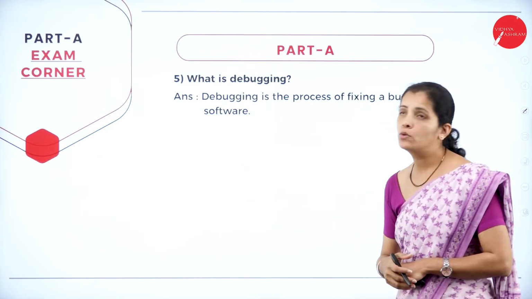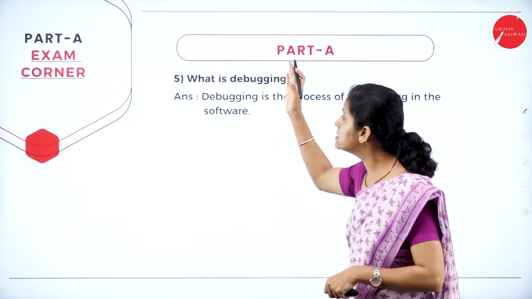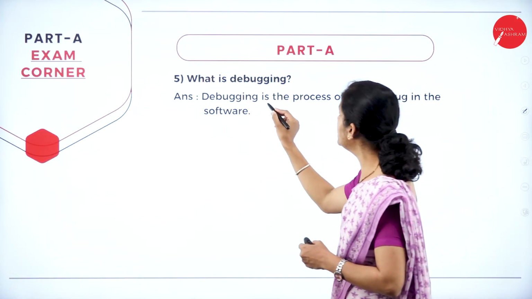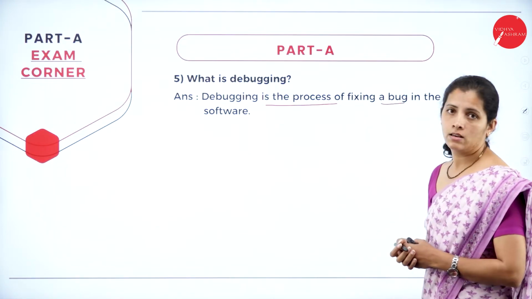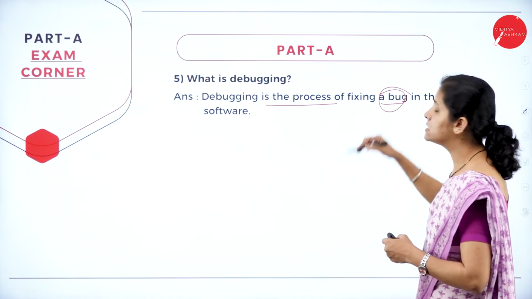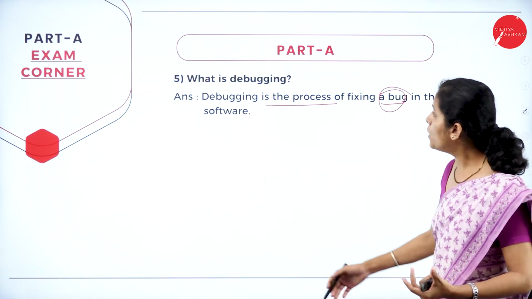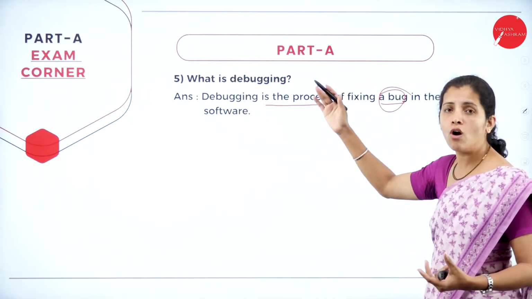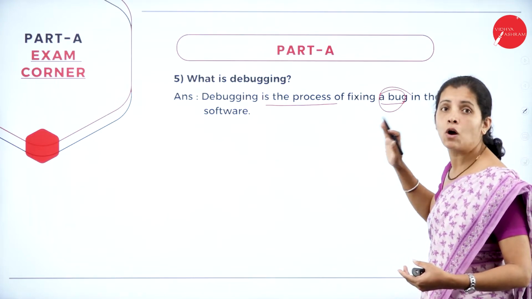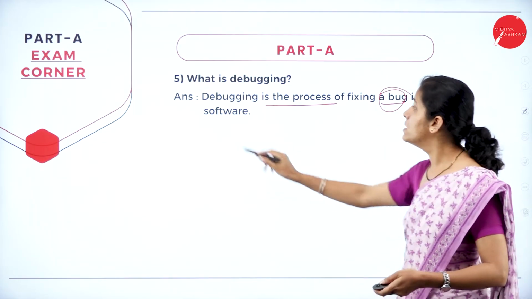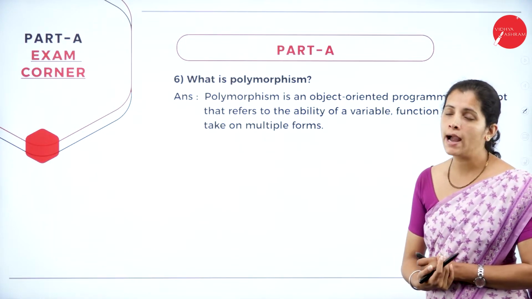Moving further, I'm going to have the fifth question, that is, what is debugging? So debugging is the process of fixing a bug. What is a bug here? That is nothing but errors in the software. So debugging is the process of finding as well as fixing the errors or bugs in the software.